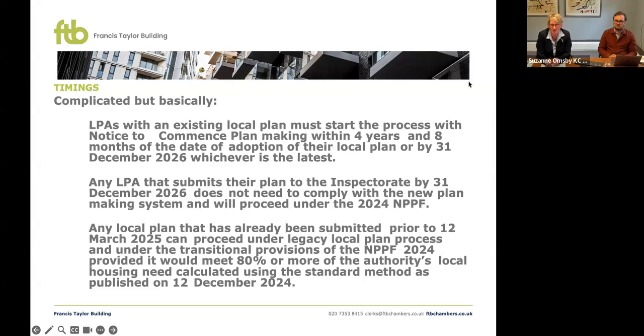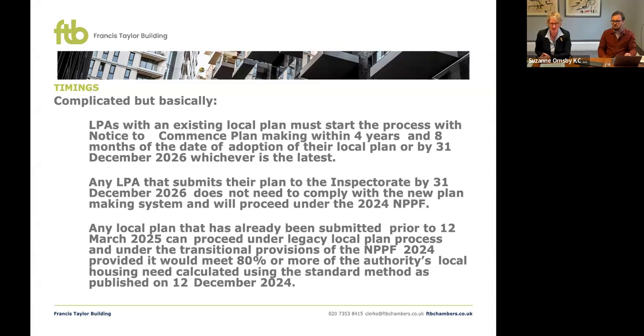And Brendan's going to talk about authorities that are seeking to do that in a short while. And then finally, which is the situation that Brendan and I are in with South Gloucestershire, is that any local plan that's already been submitted prior to the 12th of March, that should read 2026, not 2025, can proceed under the legacy local plan process and under the transitional provisions of the 2024 MPPF, provided the plan will meet 80% or more of the authority's local housing need using the standard method published on 12th of December 2024. And there's a handful of plans that are proceeding under that process.